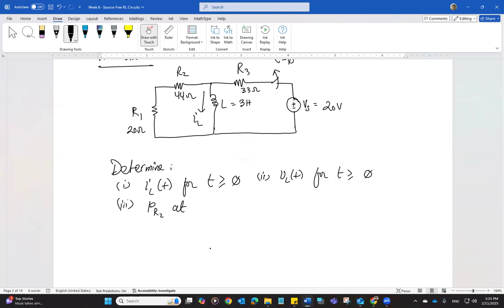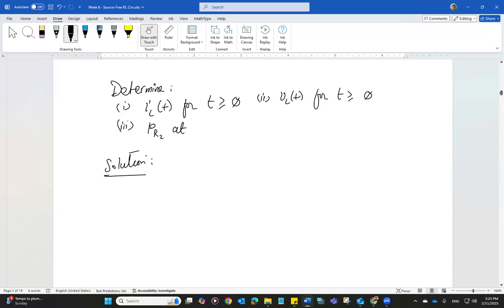Okay, so again, when you're solving the circuit and you're trying to figure out what the current value passing through the inductor is for t greater or equal to 0, the first thing that you do is find the initial value of current in the inductor. So you solve it for t less than 0, or you find the inductor current at t equals 0 negative.